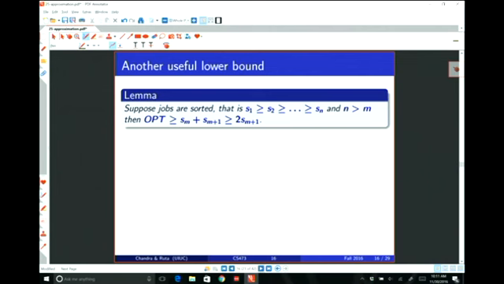Now look at the instance where I have m plus 1 jobs of size 1. What does this lower bound give me? It gives me 2. Because I have m plus 1 jobs, and the mth job is size 1 and the m plus 1 job is size 1, so the optimum has to be at least 2. So we are getting a better lower bound than the average load or the maximum job size. Does it make sense or no? Seems a little tricky.